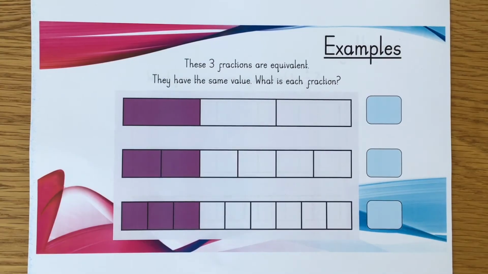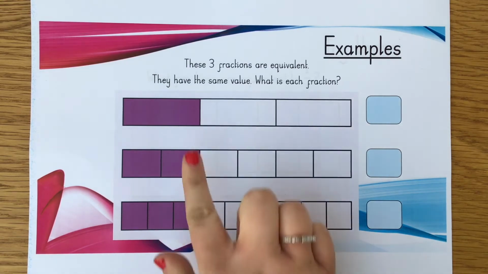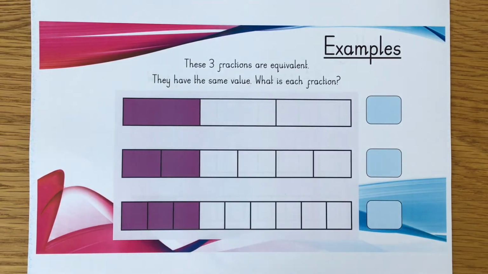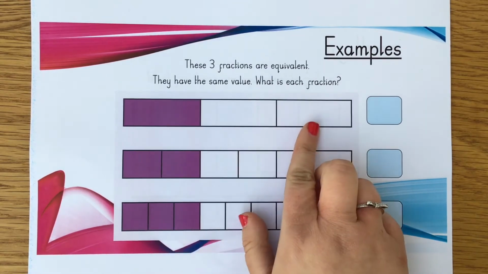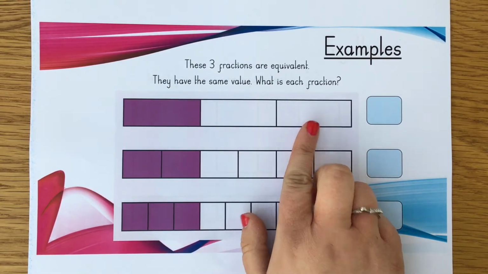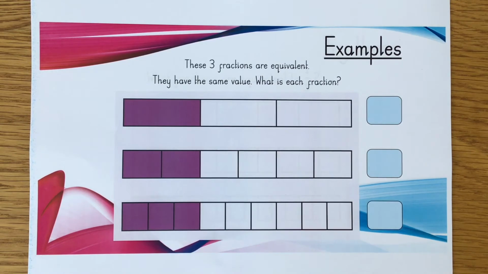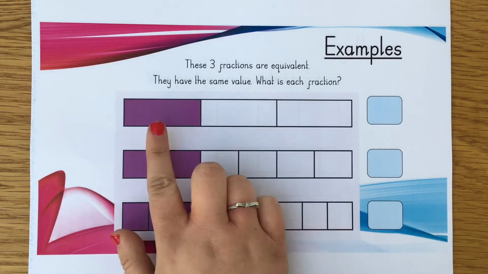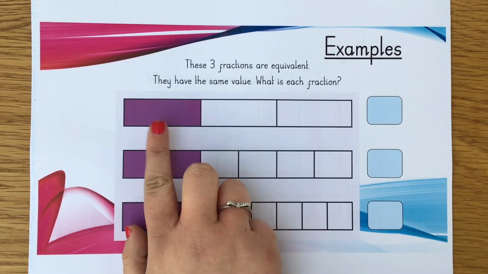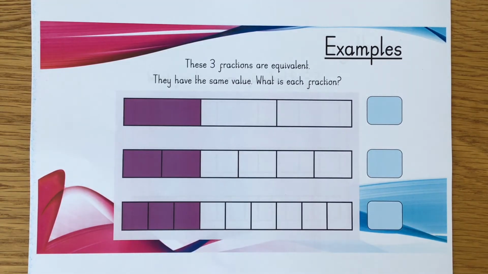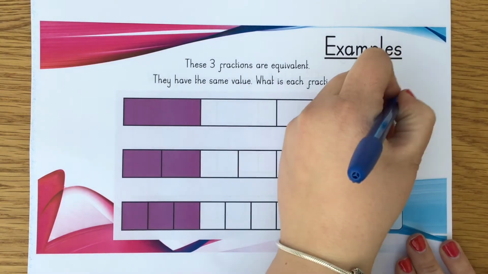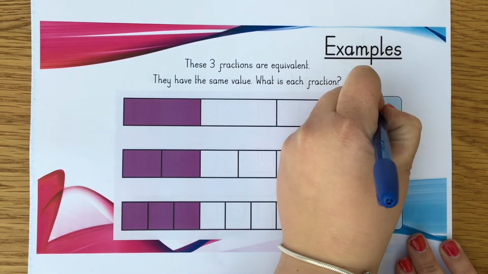Here I have some more examples, but this time I'm going to work out which fractions are equivalent to one another. Looking at this first representation, I've got 3 parts all together, so I know my denominator, which tells me how many parts are all together, is going to be 3. There is 1 part shaded here, so that's going to be 1. So the fraction for this first one is 1/3.